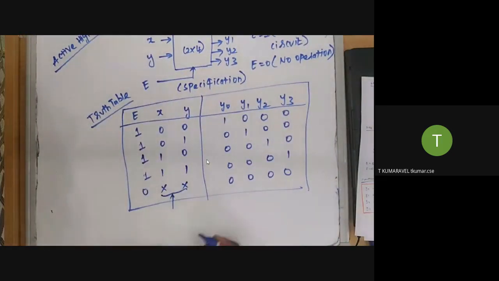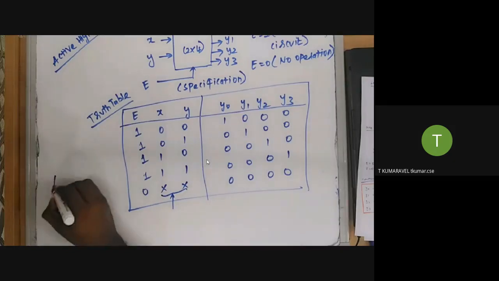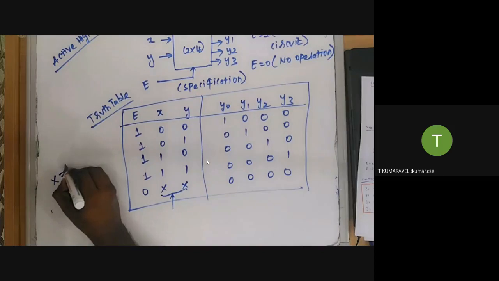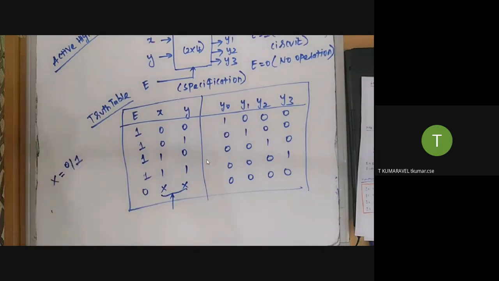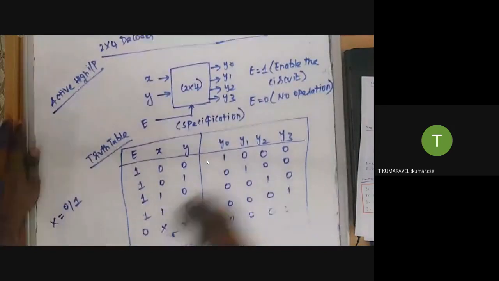What is the meaning? I know that x is either 0 or 1, but I don't know specifically what the value of x and y is. That condition we call a don't care condition. Here, it represents that whatever your input combination may be, 0 0, 0 1, 1 0, 1 1, it is going to generate the output as 0.